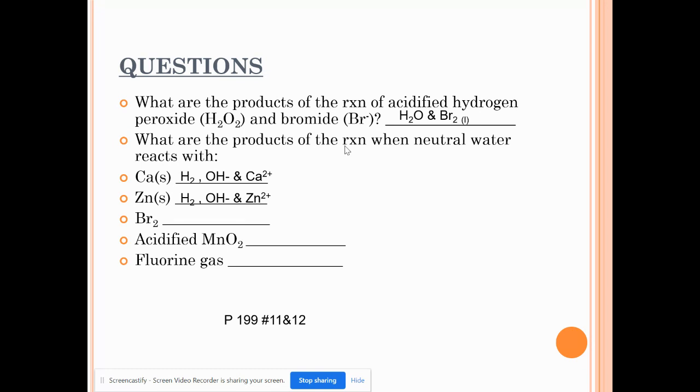We see that it's going to react spontaneously with the water at 1.23. We have the reaction here. It's going to make O2, H+ and our Br minus. Acidified MnO4 minus: we look at this one, and our products are going to be Mn2+, H2O, O2 and H+. And then fluorine gas, right at the top, is going to make the pattern of O2, H+ and your F minus.